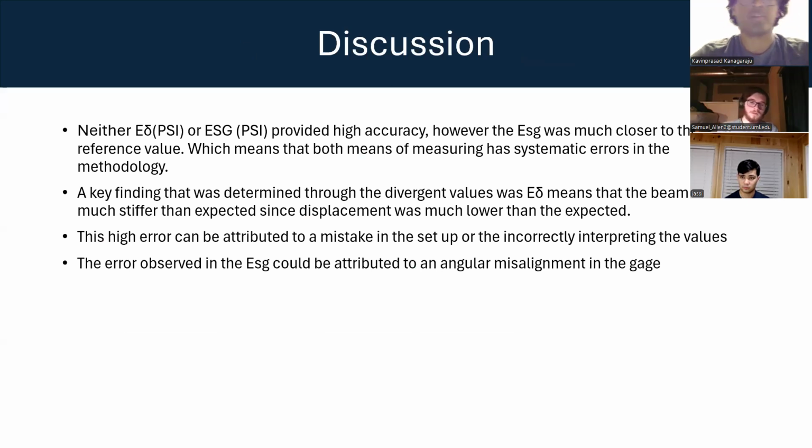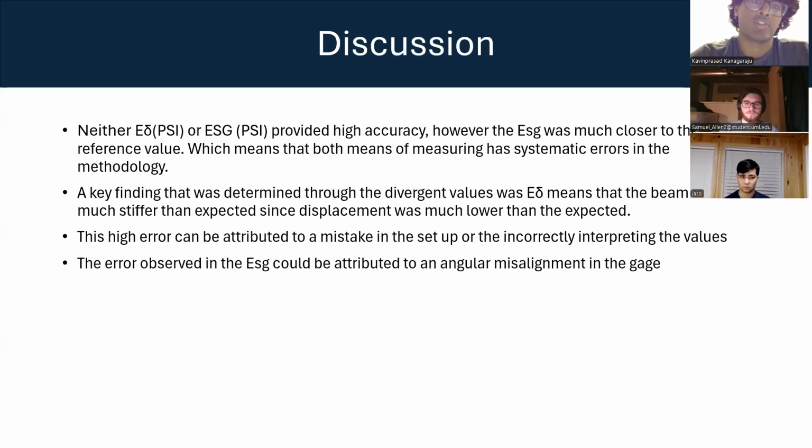So there are some key takeaways from this experiment. Neither Young's modulus displacement nor Young's modulus strain gauge provided a high accuracy, but the Young's modulus strain gauge was much closer to the reference value, which means that both means of measuring had systematic errors.